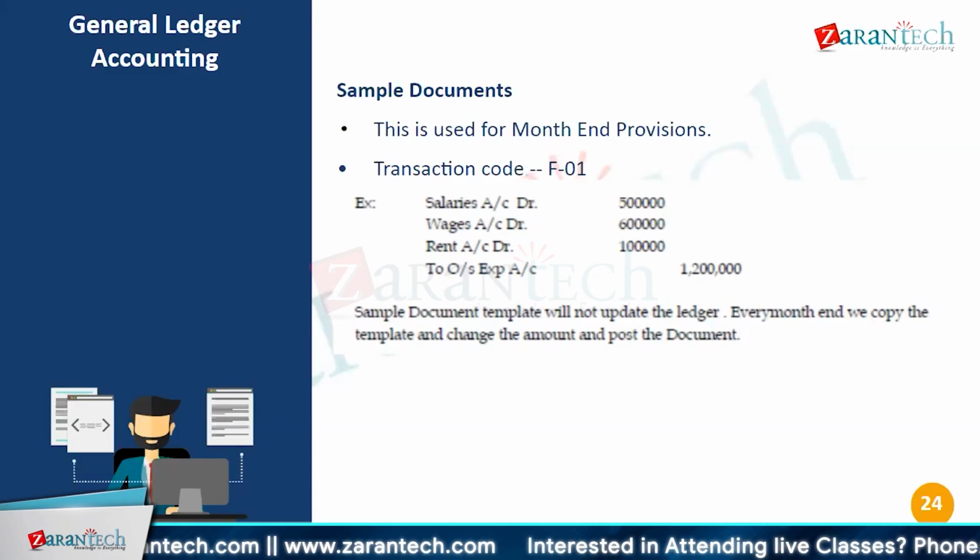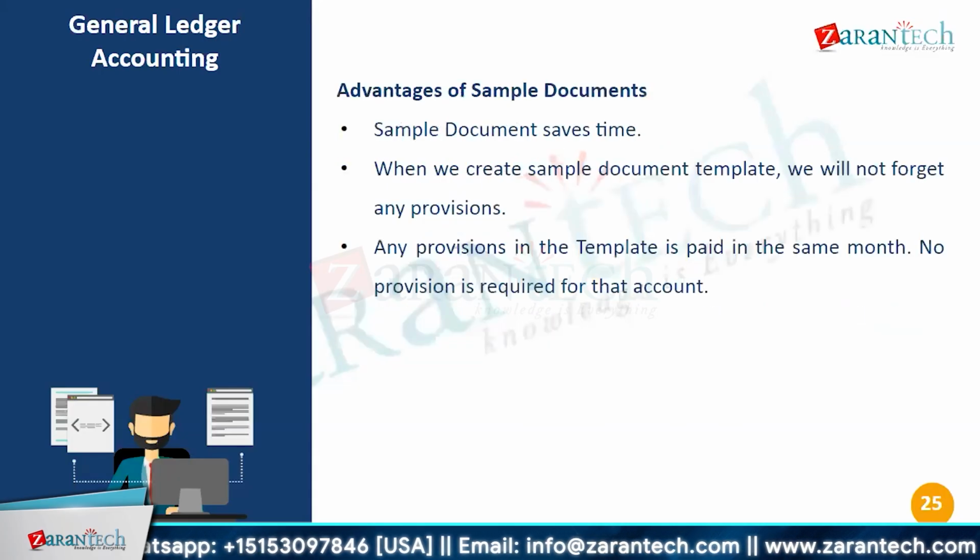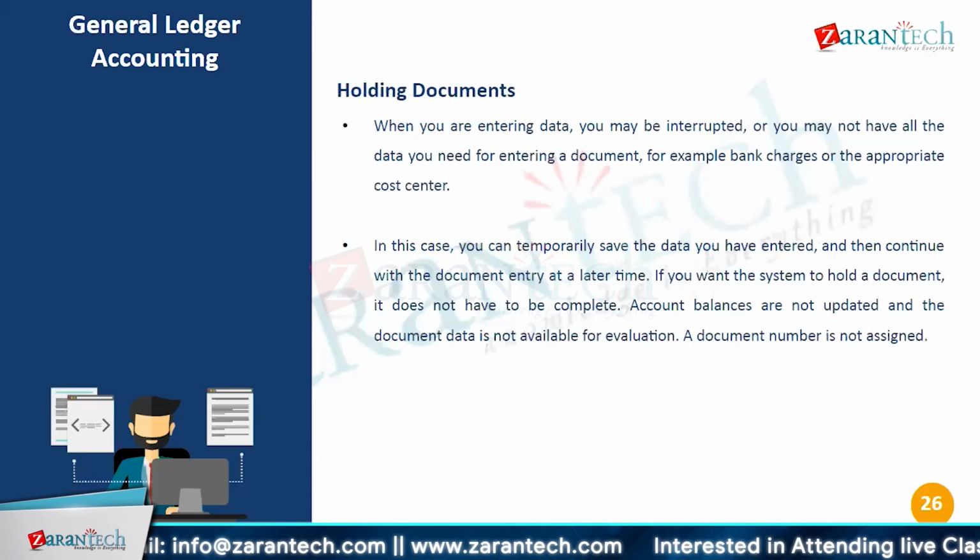I won't have to every time go in and say debit salaries, debit wages, debit rent, credit outstanding expenses. I can just go in, fetch the sample document, update the figures I want and post it. It will save time. You normally use this when you have 10, 15, 20 line items and it takes much time. So the advantage of a sample document is that it saves time. When we create a sample document template, we will not forget any of the provisions.